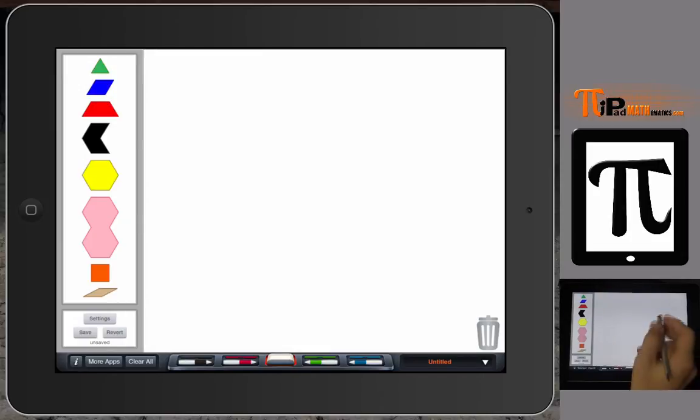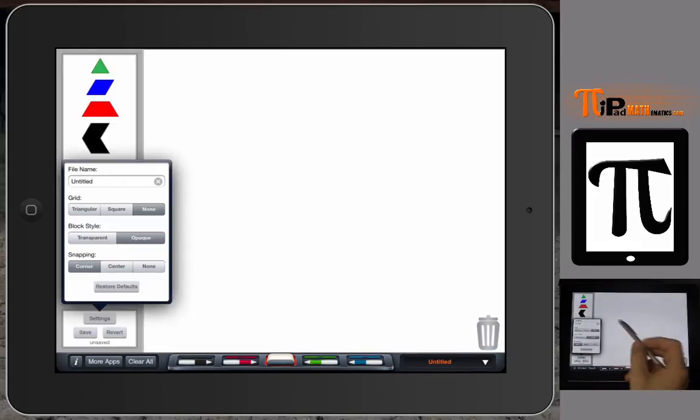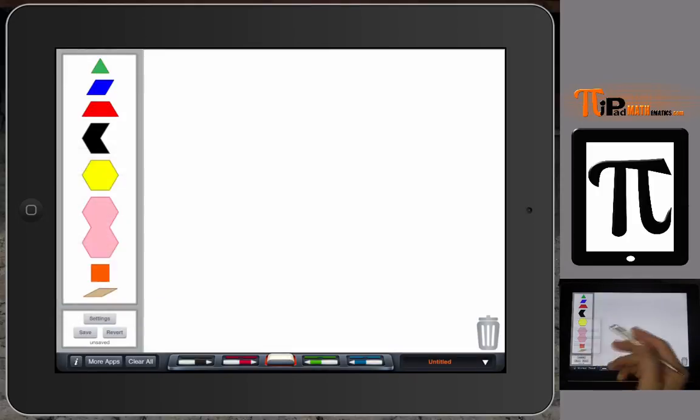And I have the iPad app in the settings that I prefer, which are going to be no background, opaque is the block style. You can of course change it however you please and what works best for you. What we're going to do here is I'm going to just create a pattern.